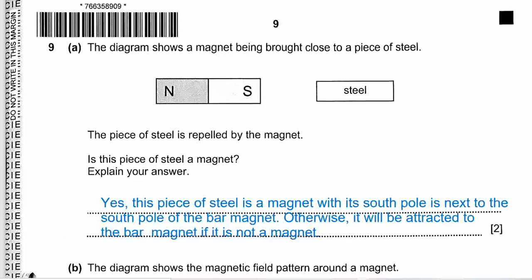So let's type the answer. Yes, this piece of steel is a magnet with its south pole next to the south pole of the bar magnet. Otherwise, it will be attracted to the bar magnet if it's not a magnet.